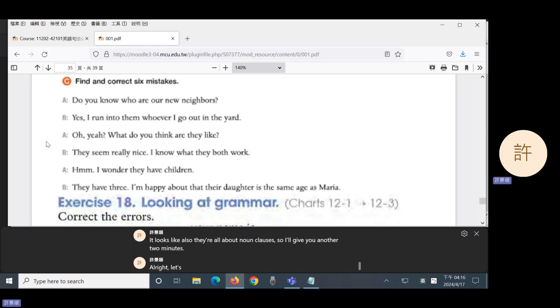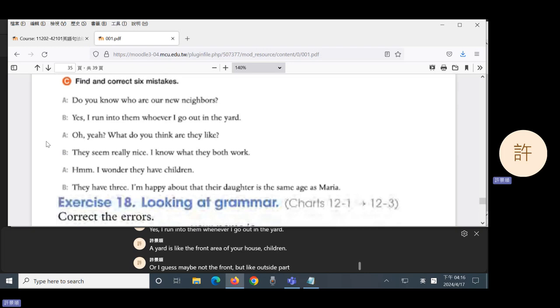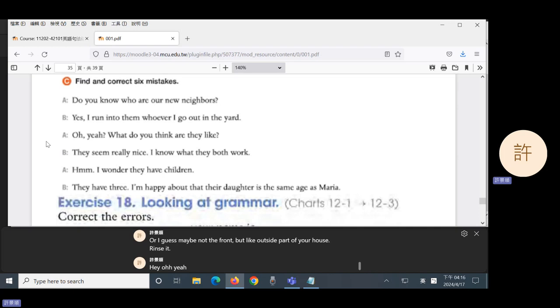All right, let's compare. A: Do you know who our new neighbors are? B: Yes, I run into them whenever I go out in the yard. A yard is like the front area of your house, 前院. Or I guess maybe not the front, but like the outside part of your house. A: Oh yeah? What do you think they are like? B: They seem really nice. I know that they both work.